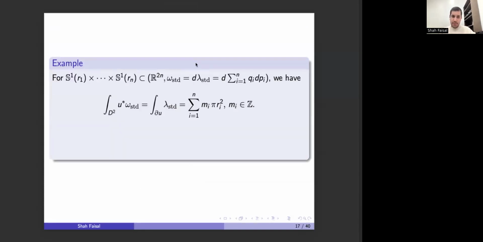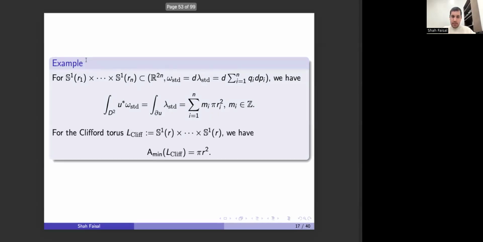You can take the example of the torus I wrote down. The symplectic form is exact. So if you integrate over any disk, that integral is equal to the integral of the one-form over the boundary of the disk, and it is going to give you this integral combination of the areas of these circles. And if you take this torus such that each circle has the same area, then you get this pi r squared.